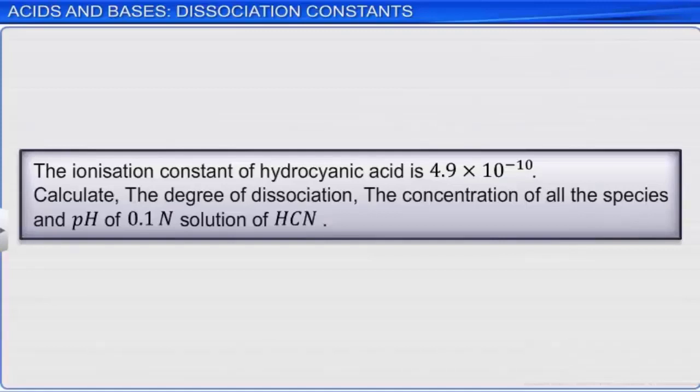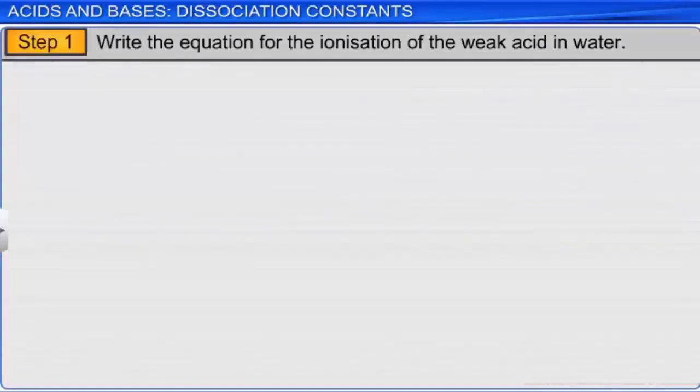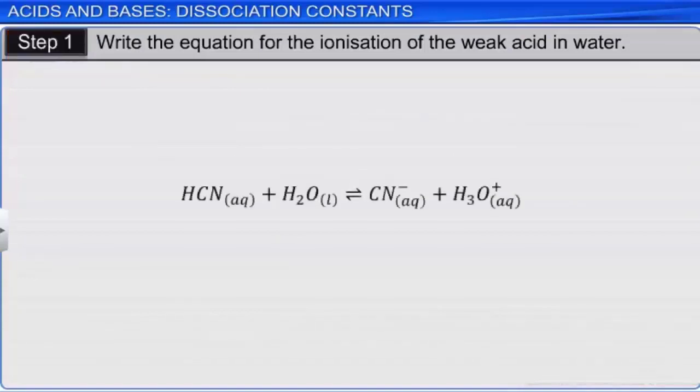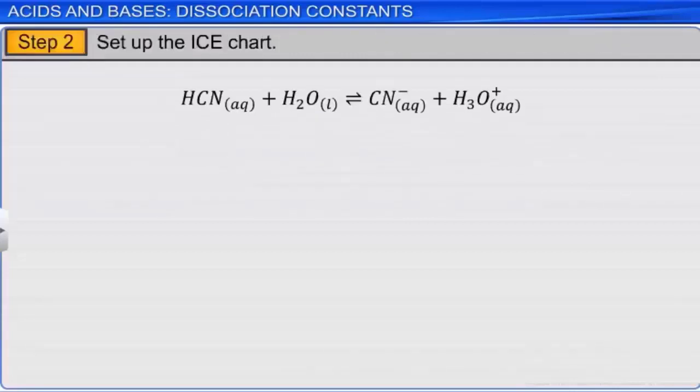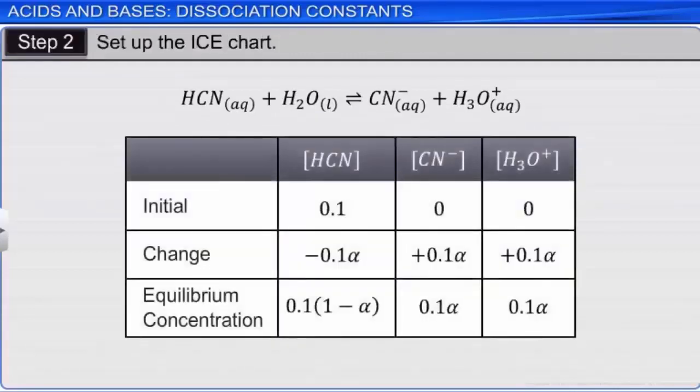The first step in solving this problem involves writing the equation for the ionization of a weak acid in water. The equation for the ionization of hydrocyanic acid in water is HCN(aq) plus H2O(l) in equilibrium with CN-(aq) plus H3O+(aq). In the second step, set up the ICE chart. The initial concentration of hydrocyanic acid is given as 0.1 M. The initial concentration of the products is 0.